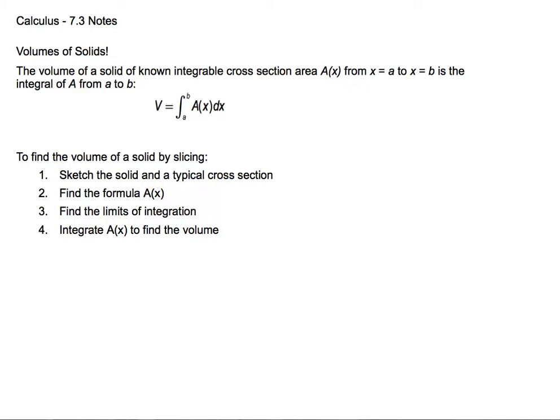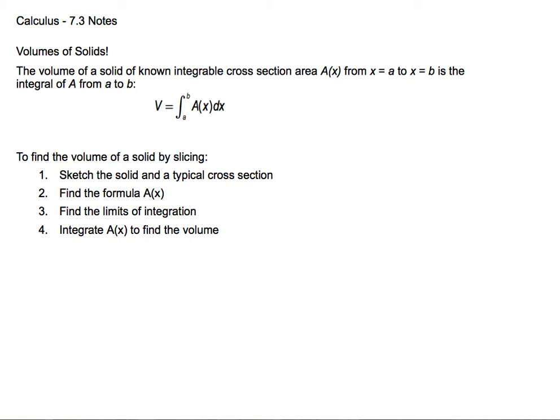All right, in this section we're going to look at volumes of solids. The volume of a solid of known integrable cross-section with an area A of x from x equals a to x equals b is the integral from a to b, and it looks like this, where the volume is equal to the area of the cross-section integrated over a specific interval. And this is really where you get to see some really interesting and fun applications of the integral.